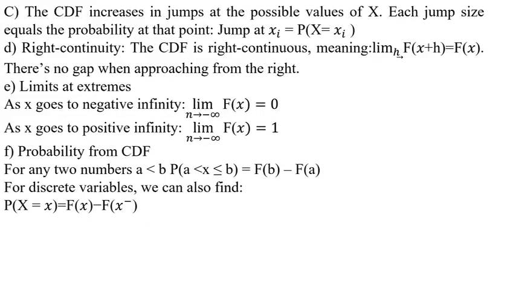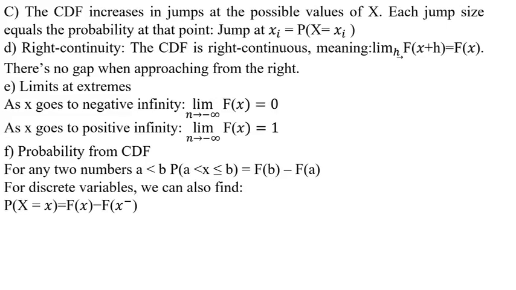The third property is that the CDF increases in jumps at the possible values of x. So each jump size equals the probability at that point. Jump at xi equals the probability of x equals xi. Another property is right continuity. The CDF of a discrete random variable is right continuous, meaning the limit as h goes to 0 from the right of f of x plus h equals f of x. That is, there is no gap when approaching from the right.